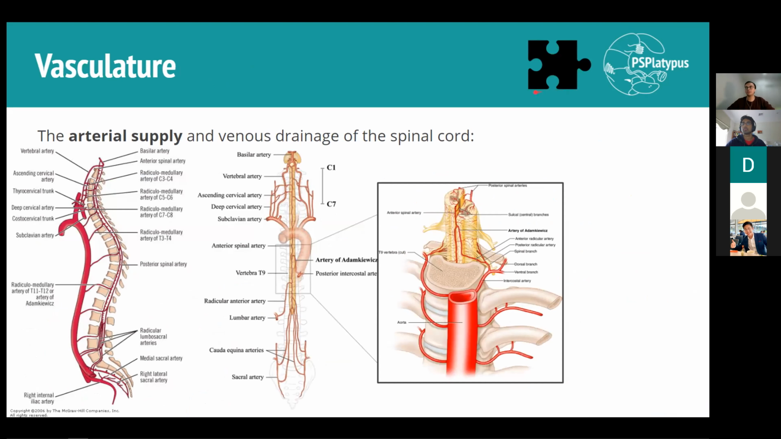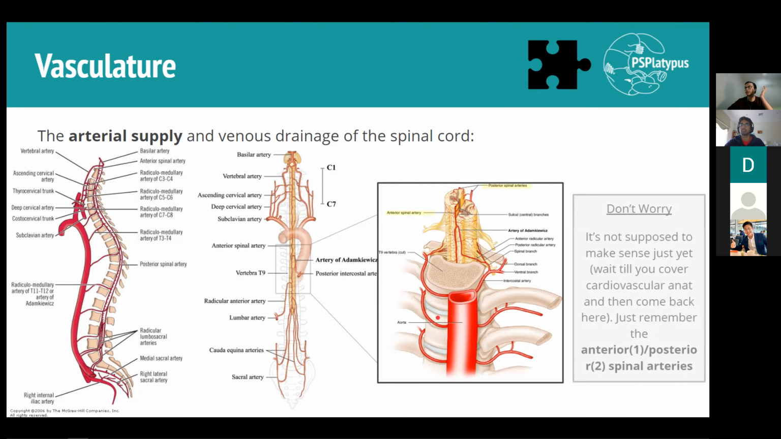Vasculature, I put the little puzzle piece here because again, it's not going to make sense today, or for a while at least. A lot of it isn't that relevant for this year, but the most important part is these two bits over here: you could be asked about the anterior spinal artery and the posterior spinal arteries. All you have to know is that anteriorly you have one spinal artery, posteriorly you have two, and they basically supply your spinal cord because it's a tissue structure you want to keep well perfused. All this stuff about the aorta, the subclavian trunk, the subclavian artery, will make sense once you cover cardiovascular anatomy. So don't fret about it just yet. It'll become more important later on.